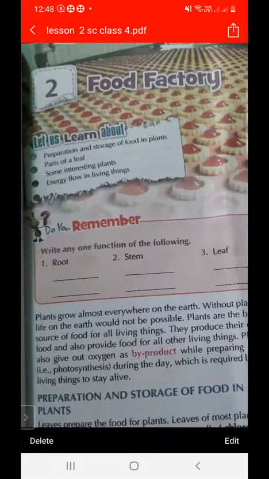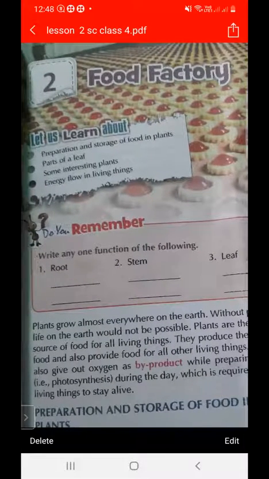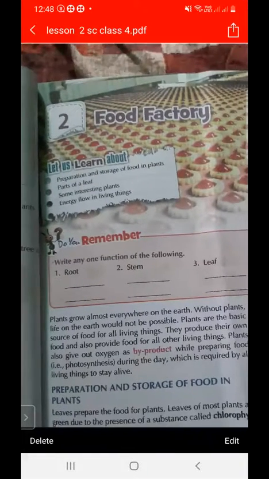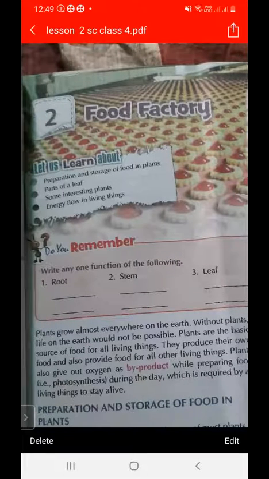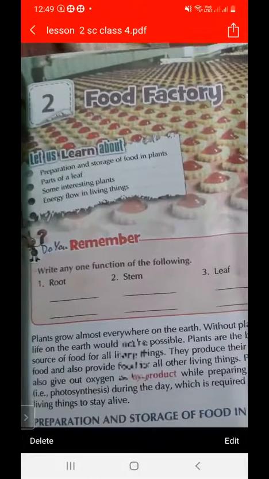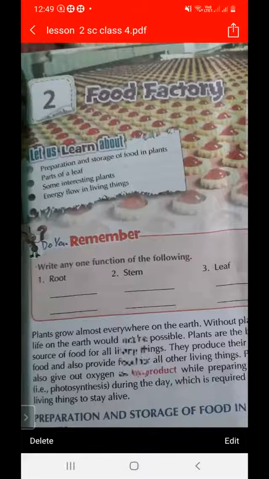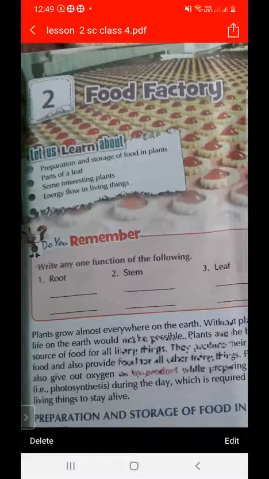Now let us learn about preparation and storage of food in plants, and we will study parts of a leaf and some interesting plants, and next is energy flow in living things. Today we'll study lesson number 2, food factory. In food factory, we will study preparation and storage of food in plants, the parts of a plant, some interesting plants, and the energy flow in living things.